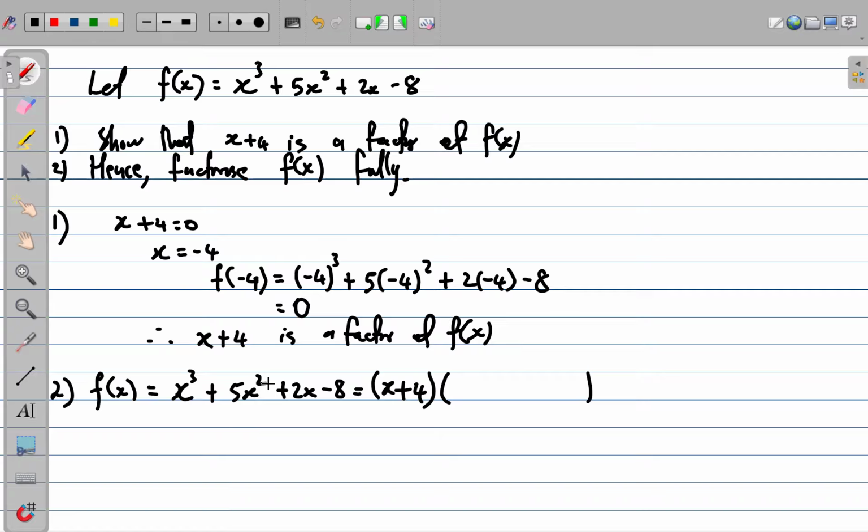All right. So now, what is our thinking process here? Okay, our first term is an x cubed. So we're going to say, what should I multiply x by to get an x cubed? Then surely that's an x squared.